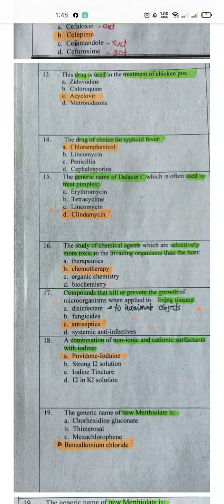Okay, number 17. Compounds that kill or prevent the growth of microorganisms when applied to living tissues. So take note, living tissues, meaning that is your antiseptics. For disinfectant, that is for non-living tissues or inanimate objects.